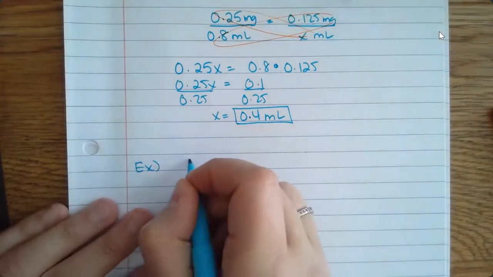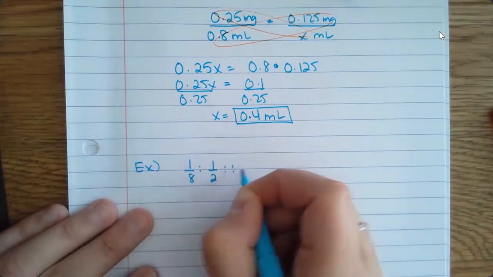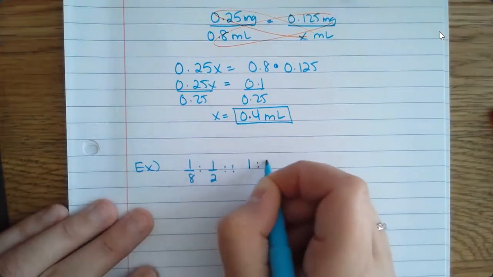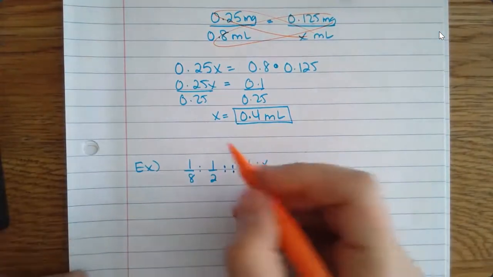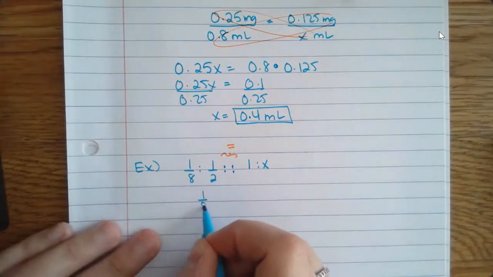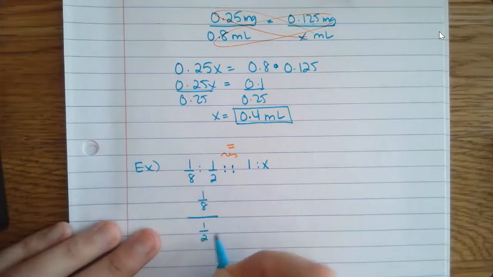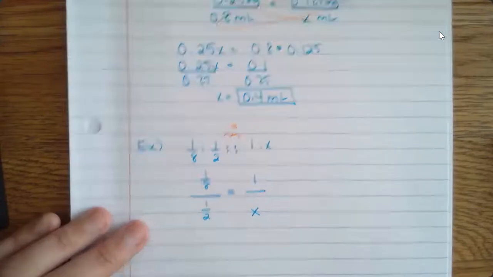Here's another one. So 1/8 to 1/2, and then 1 to x. Now, sometimes instead of an equal sign, you may see this double colon in the middle. So you want to think of that like your equals there. So our first ratio is 1/8 to 1/2 equals 1 to x.